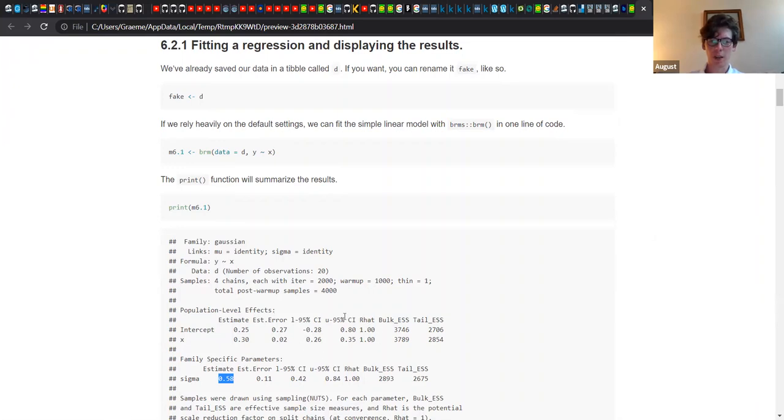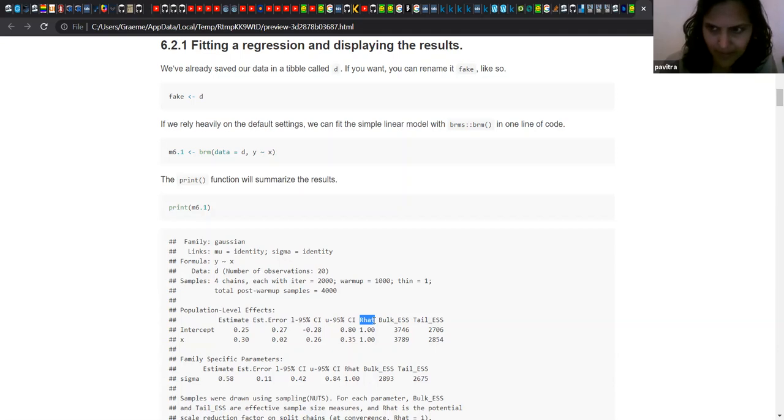Now, what I don't really understand is this stuff. Well, I understand the upper and lower confidence intervals. That's where we expect to see the lowest value or the highest value, and whether our true population value is within those 95% confidence intervals. What I don't understand is the bulk ESS and the tail ESS and the R-hat. Is R-hat like a correlation coefficient, like R squared? R squared is a correlation coefficient. So maybe this is the measured correlation coefficient, which is 1, which is, wow.